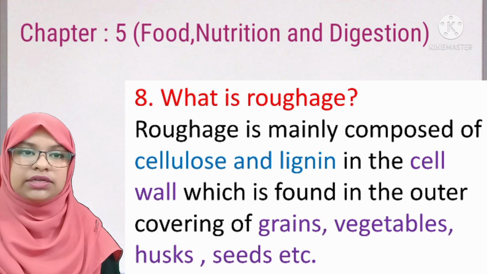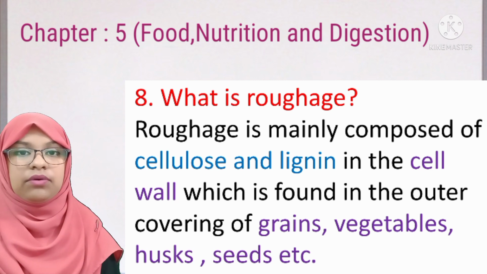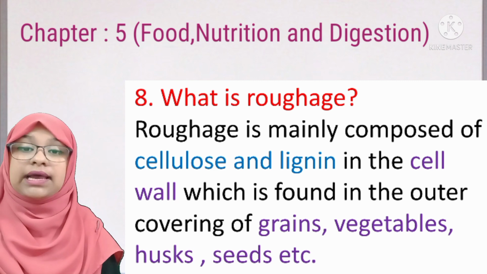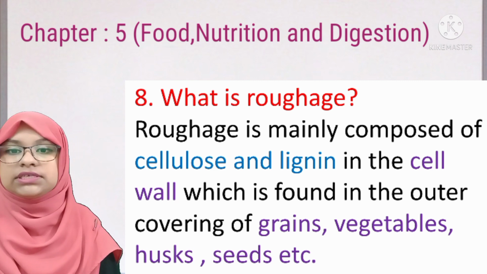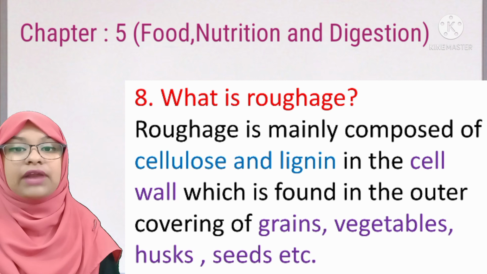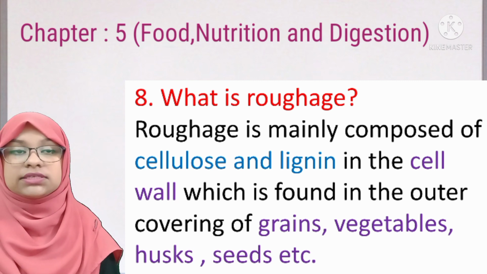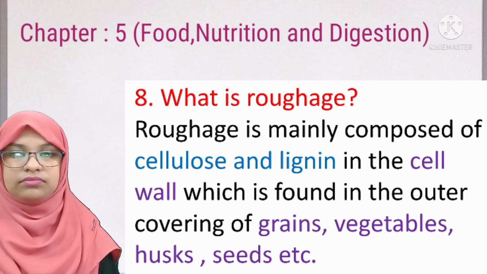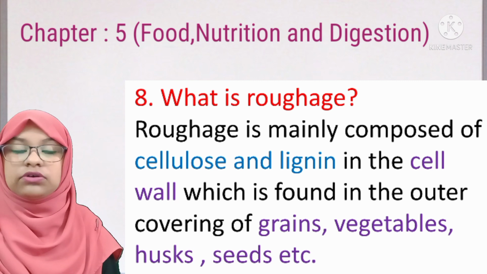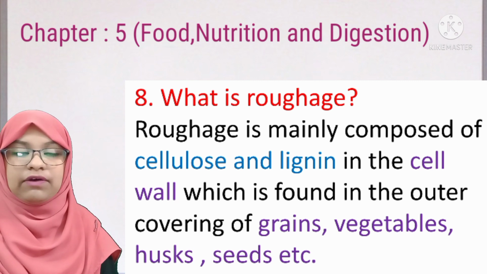Our eighth question is, what is roughage? Roughage is mainly composed of cellulose and lignin in the cell wall, which is found in the outer covering of grains, vegetables, husks, seeds, etc. And roughage is also a very important element for our normal growth.